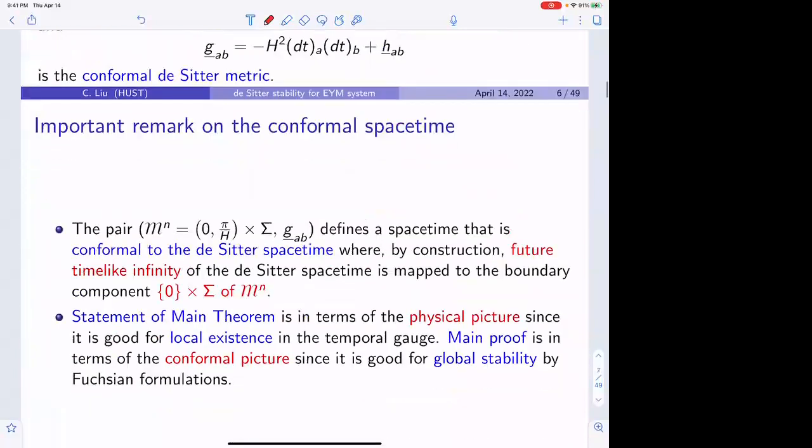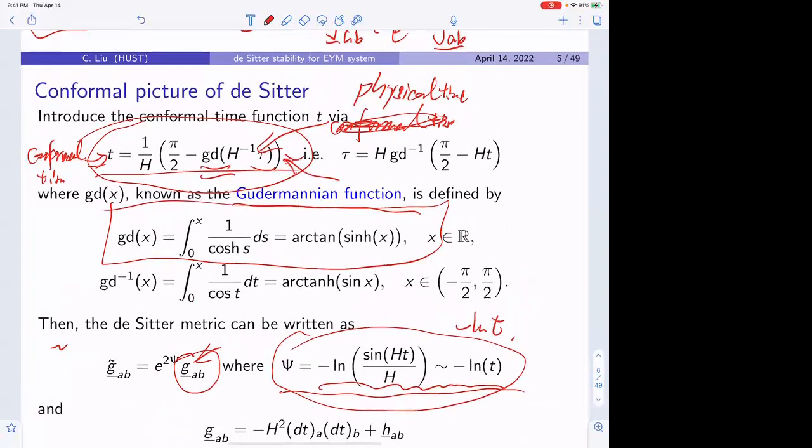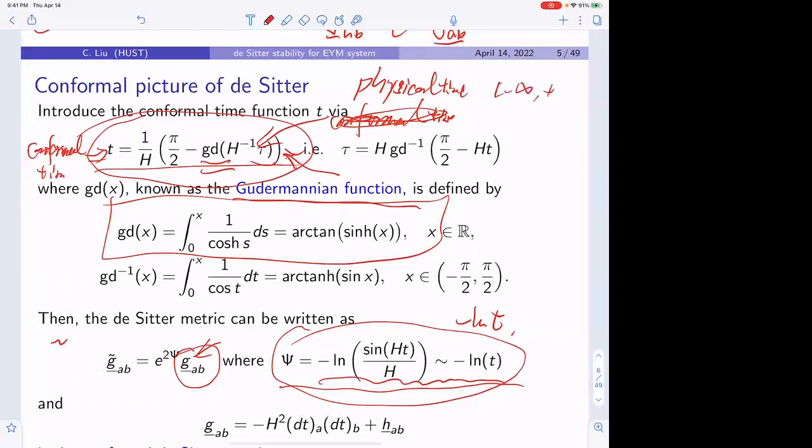Okay. There's a very important remark on the conformal spacetime. You can see we did this time transformation here. In this transformation, if your physical time tau goes from minus infinity to plus infinity, then from this relationship, your conformal time t belongs to the interval from 0 to pi over h.